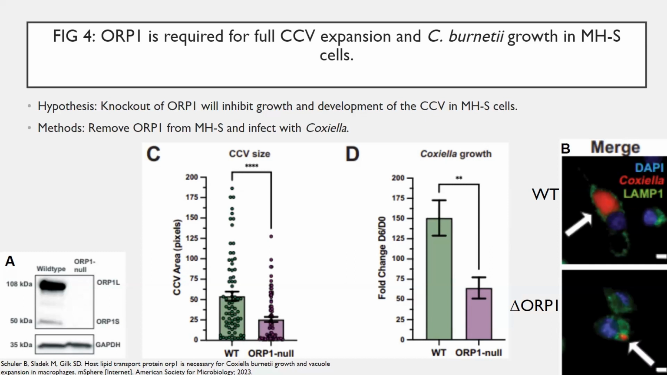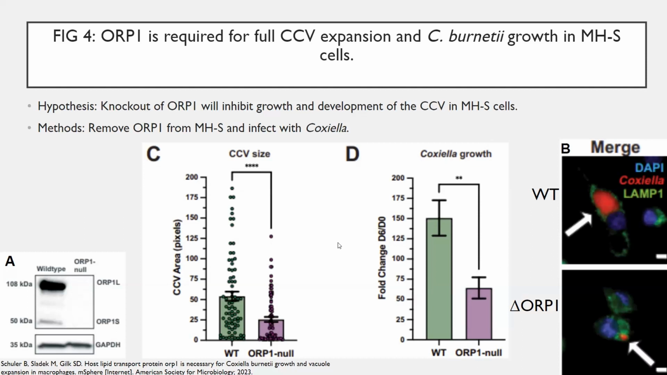Moving to C and D, actually, you know what? We'll move to B. B shows pretty nicely the difference in Coxiella growth between the wild type with ORP1 and an ORP1 knockout. You can see, I don't know if my mouse is visible, it seems like it is, this big red blob is Coxiella, and it's big with the wild type, and it's very small in the knockout. So that's a very nice qualitative depiction of how it's affecting the growth.